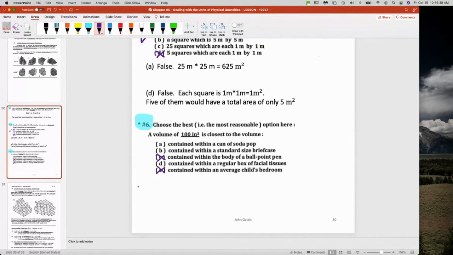So Nicholas is saying it's D. I'm kind of on the fence between A and D. I don't think it's a briefcase. I think a briefcase is pretty big. Now you might be like, well, how can you do that? How would you estimate a briefcase?